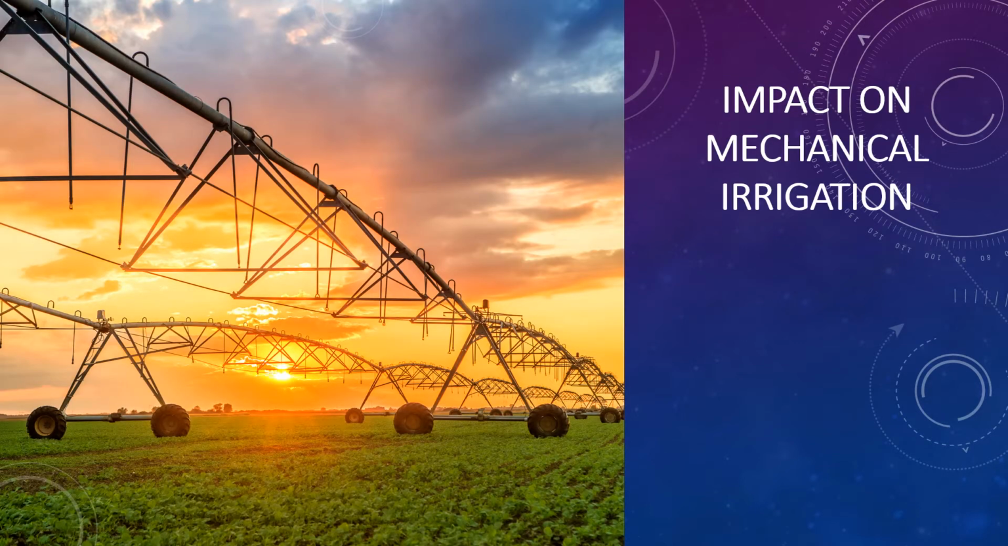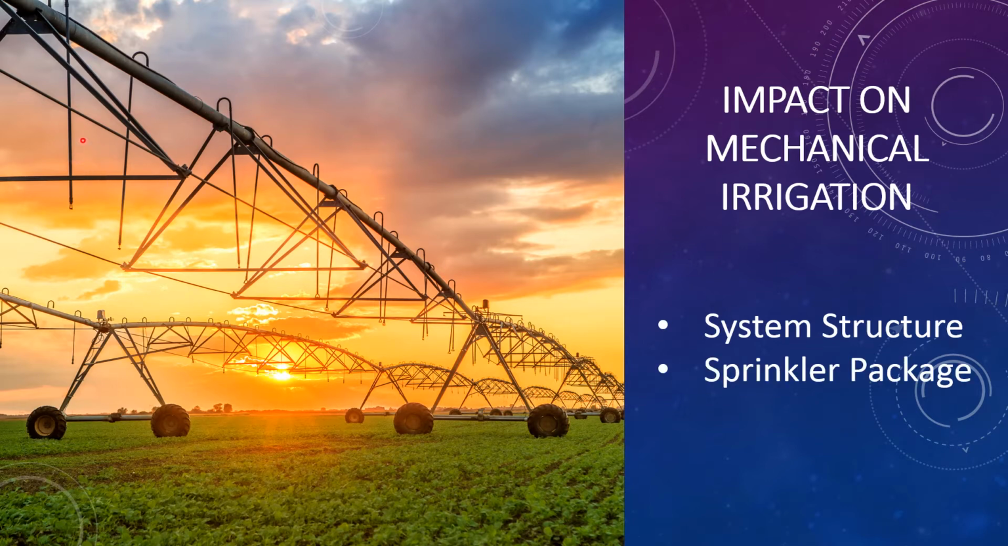So what are the 2 areas that are mainly impacted by silt and sand in mechanical irrigation? Those areas are the system structure, particularly the inside of the pipe, which is also the support, and that'd be this area here, and then also the sprinkler packages, because typically there's going to be a nozzle here and a pressure regulator, which we'll talk about in more detail. Abrasion causes significant issues, as well as plugging for sprinklers.